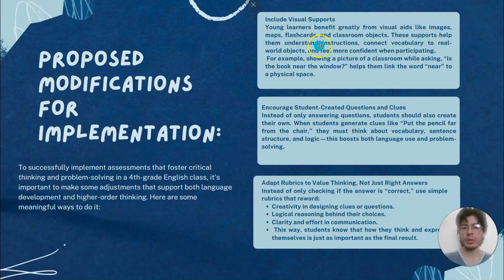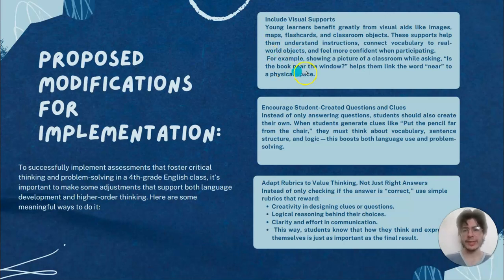One of them is visual support for young learners. Since technology has been created, it will benefit a lot, like the visual aids: images, maps, flashcards, and classroom objects. This support, using technology, also helps us apply some English learning with instruction to understand the vocabulary and real world objects better, to improve our skills in the English language, to sound more confident when participating, and to prepare the classes better.